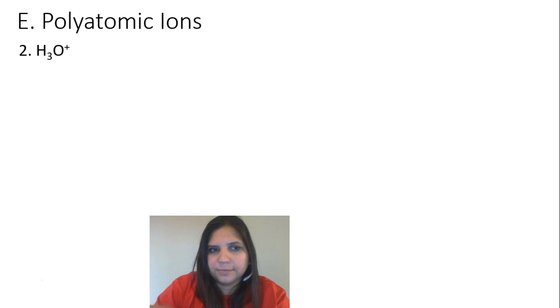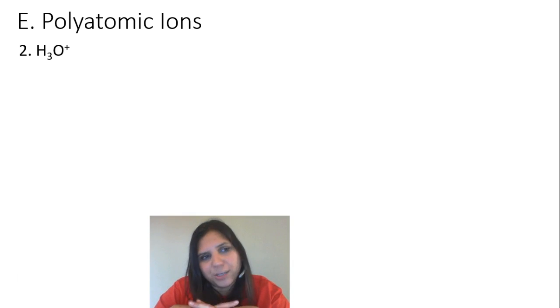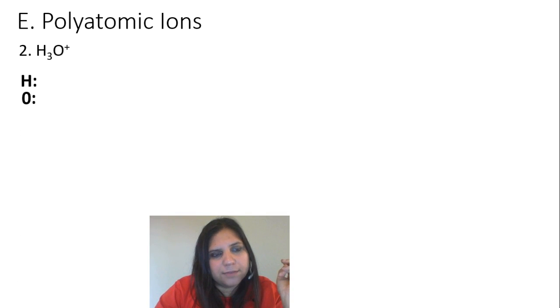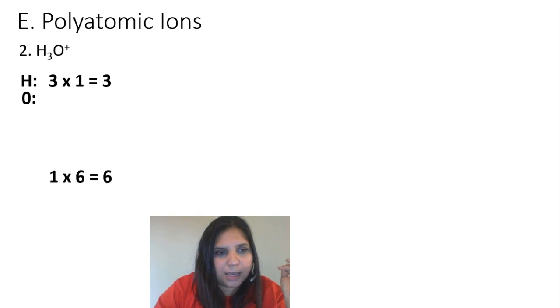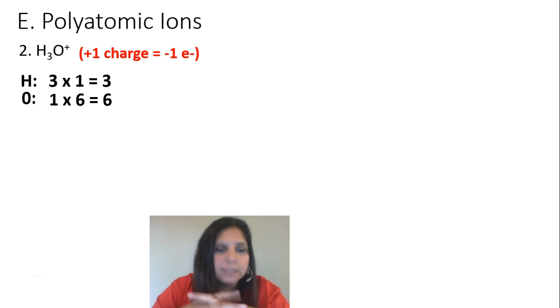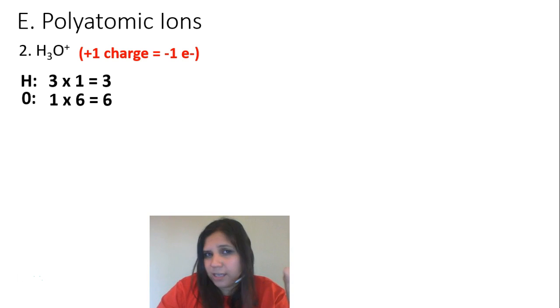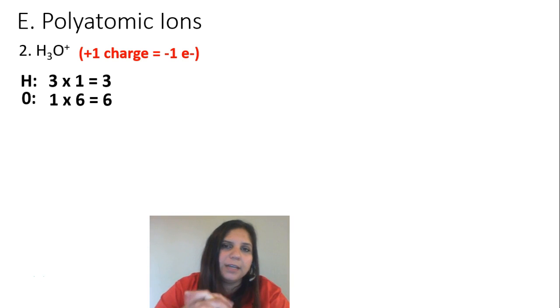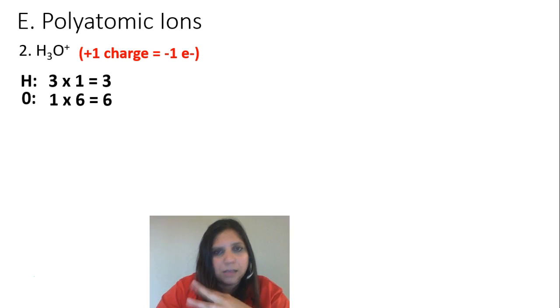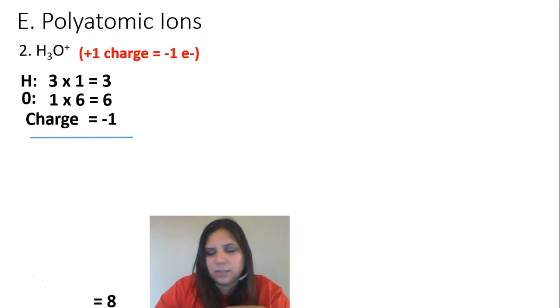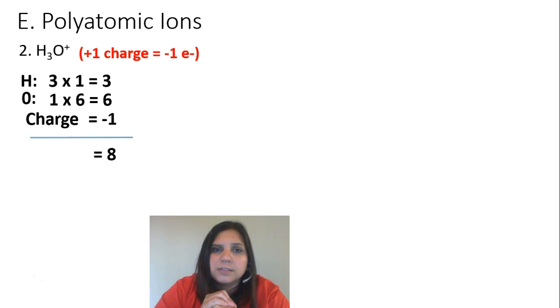Let's try a positive one. Okay, so we have hydronium, that's H3O+. So we have hydrogen and oxygen, 3 hydrogens, 1 oxygen. Then we have to worry about the charge. This is a positive one, so we're going to subtract an electron because positive just means it's lost an electron. So subtract 1 for charge, and you get a total of 8 valence electrons.